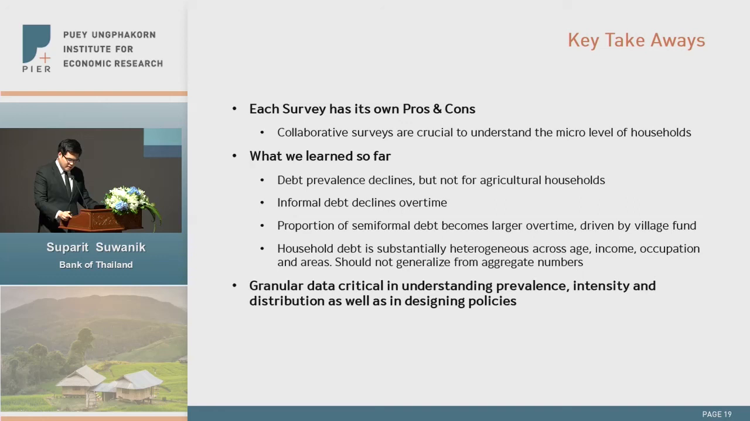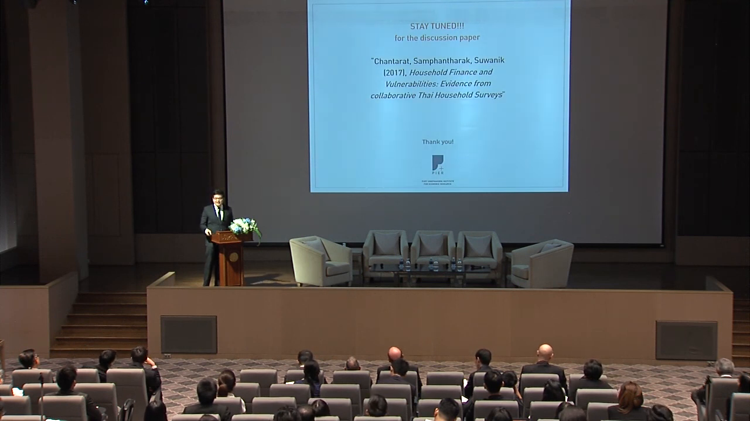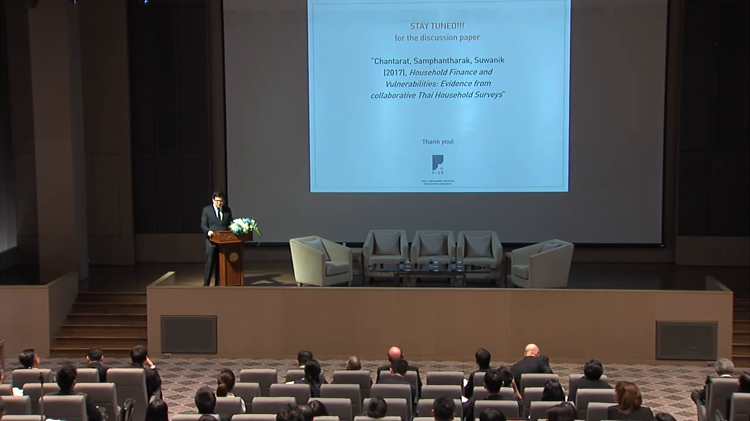So it's very different from the aggregate numbers when looking at the macro level. It means that granular data is critical in understanding the prevalence, intensity, and distribution, as well as in designing policies. And last but not least, as I said at the beginning of the presentation, please look forward to the full paper, Household Finance and Vulnerabilities: Evidence from Collaborative Thai Household Surveys, which has Khun Shonakan writing with us as well. It will cover Thai household finance more broadly, and not be limited only to the household debt that I just presented.